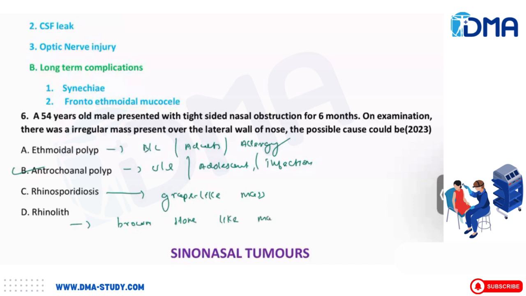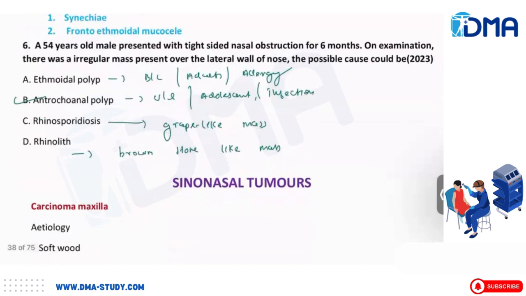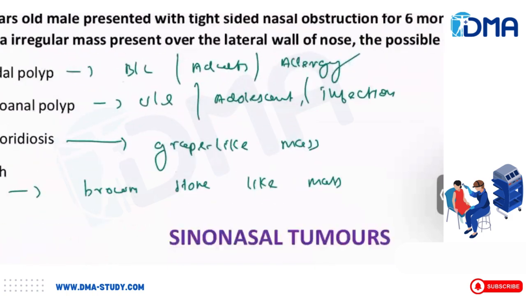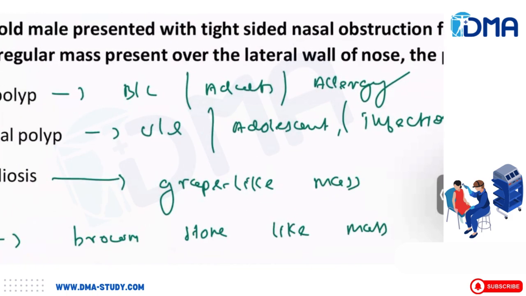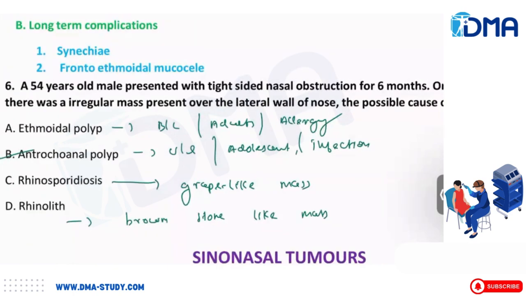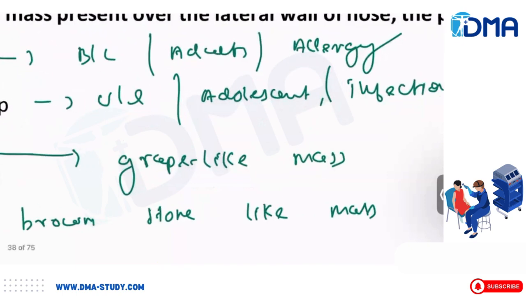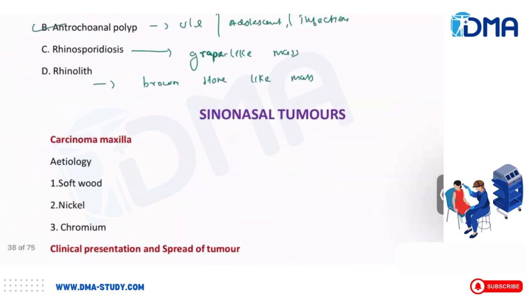This is also a question asked in the last FMGE. Okay, the answer is antrochoanal polyp. So, ethmoidal polyp: bilateral, adults, allergy. Antrochoanal polyp: unilateral, adolescent, infection. These 3 points you should never forget. Fine. With that note, we can enter into sinonasal tumors.